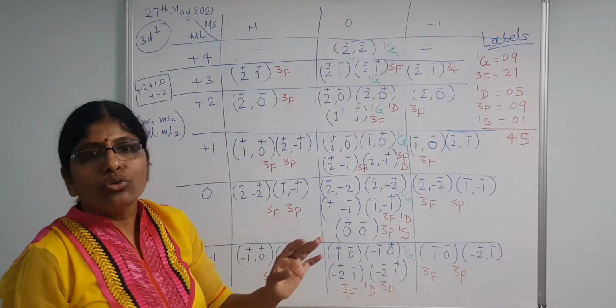Now, okay, 1G we have labeled for 9 microstates, in ms is equal to 0 and ml from plus 4 to minus 4, only in this column. Now we have to find the next microstate which is unlabeled, and this is in this column where ml is equal to plus 3 and ms is equal to plus 1.